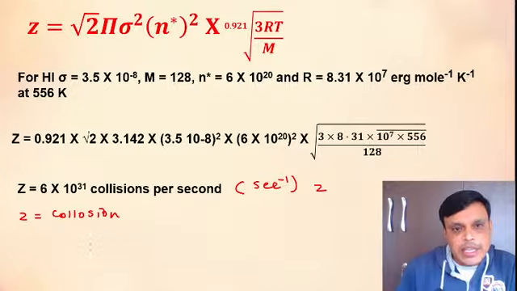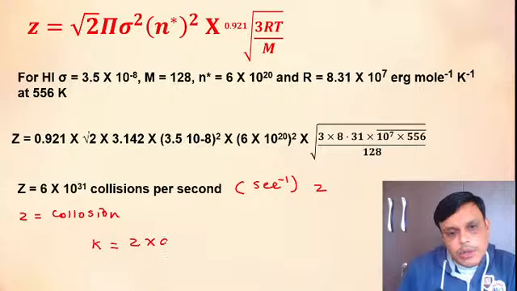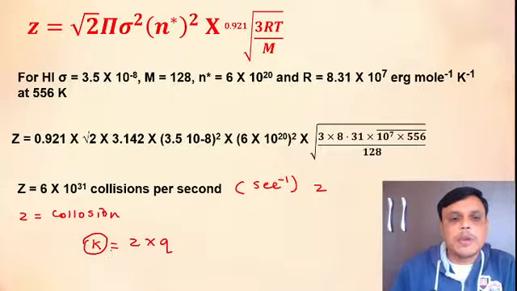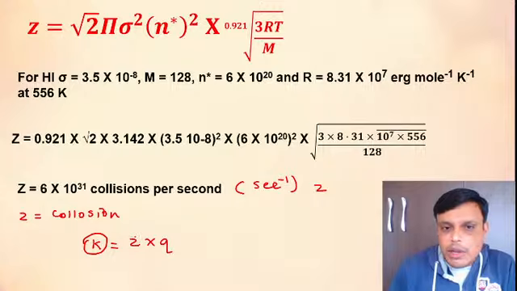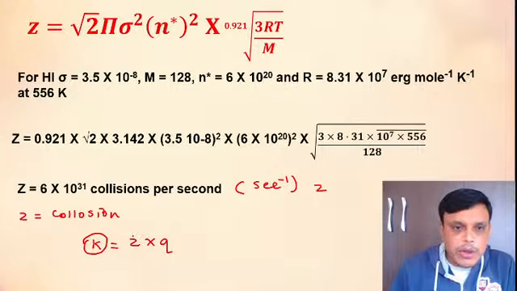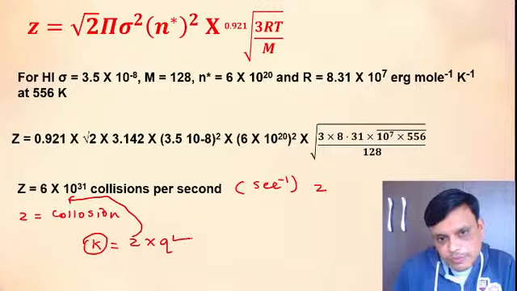And you know the equation K is equal to Z into Q. Our aim is to find the rate constant, that is K, the specific rate constant, so you will need the value of Z and the value of Q. We have calculated the value of Z. Now we will calculate the value of Q.